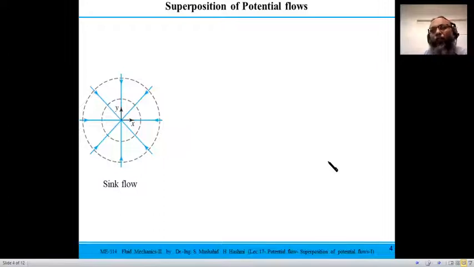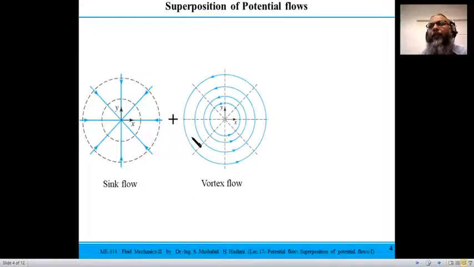You have a sink flow. Sink flow looks the same as a source, but instead of going out, it is coming in. So you can think of a negative charge, or the south pole of a magnet, where field lines are coming in. So if you add them together with a vortex flow, this time the vortex flow is something whose streamlines are concentric circles.